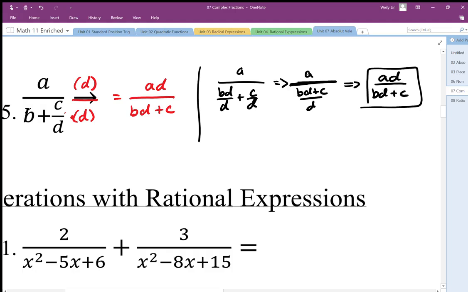So either way we do it, we get the same thing. But this strategy here of getting rid of the times in an embedded fraction by multiplying through and balancing the ratio is an easier way to deal with this type of complex fraction.